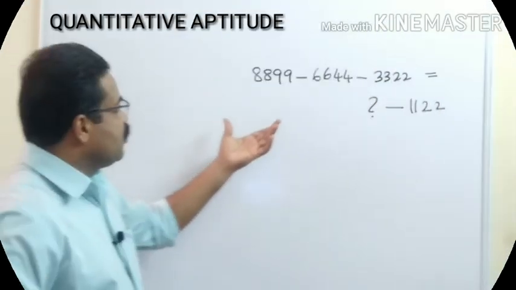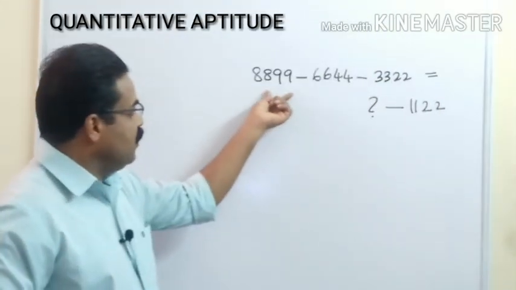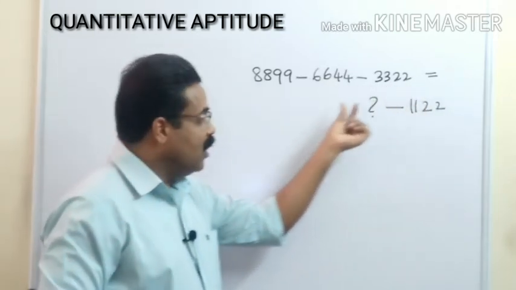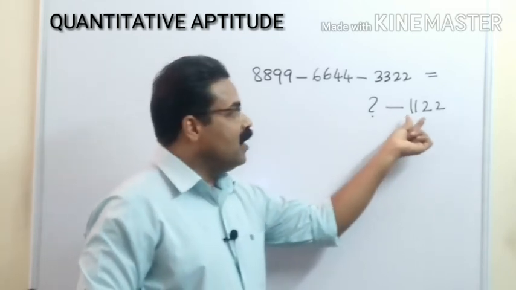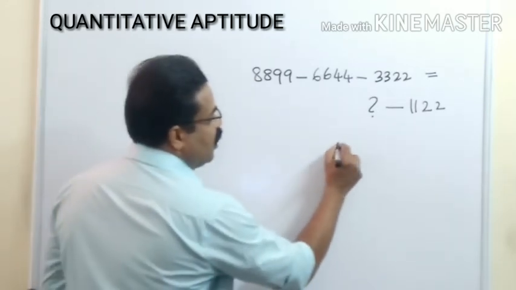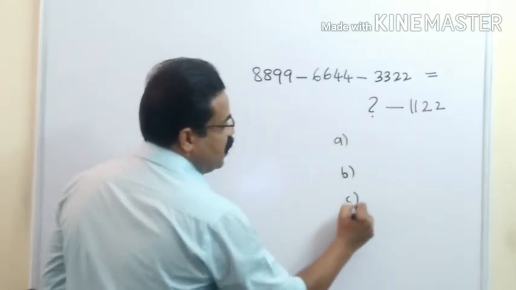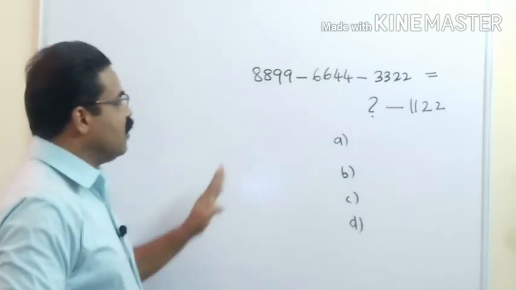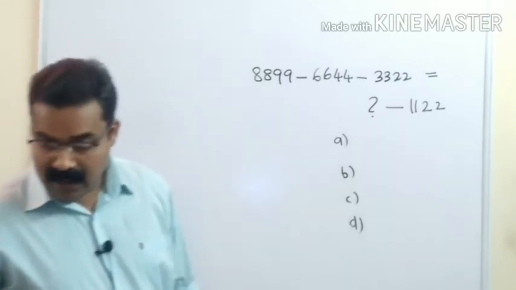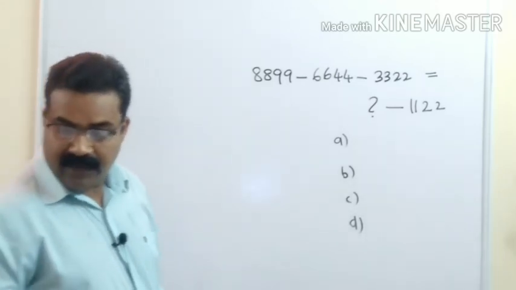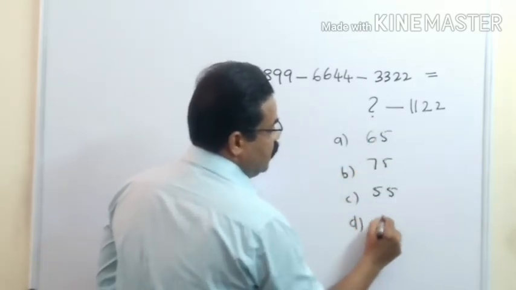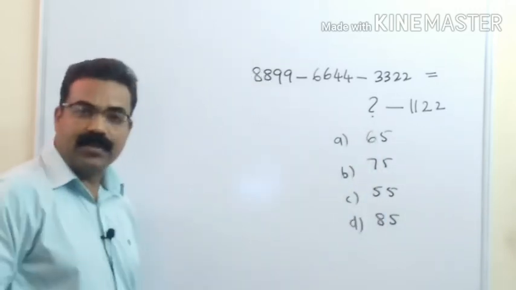Okay students, so next question is here. 8899 minus 6644 minus 3322 is equal to a number minus 1122. So what will be the answer? Here we have 4 options also. I have not written the options, so let us write the options first. These all are taken from previous question papers. So I have the question paper here. The options are 65, 75, 55, 85. These all are the options given to you students.